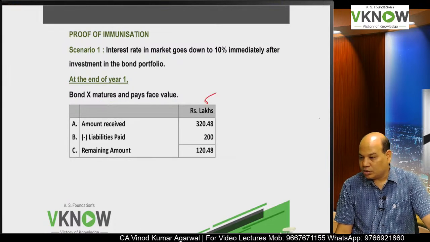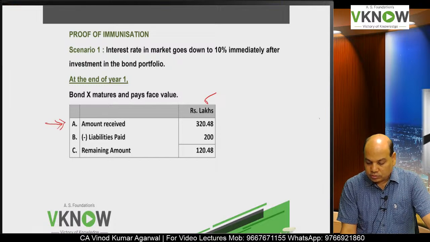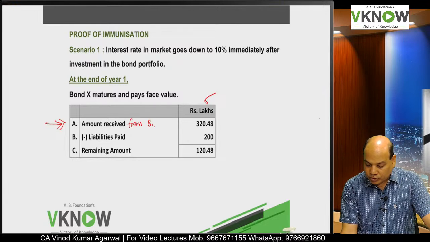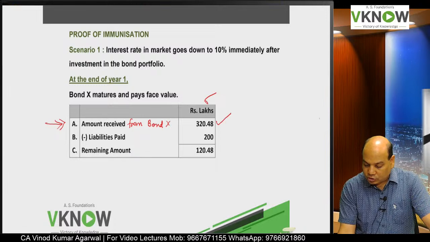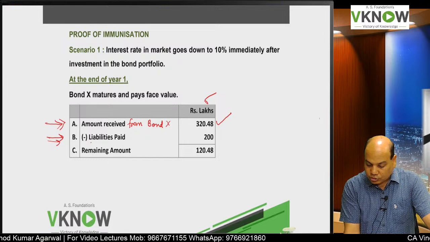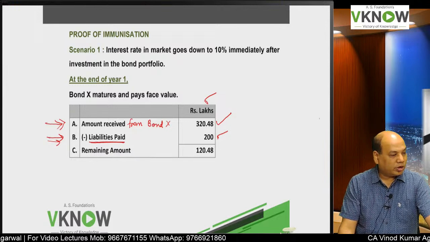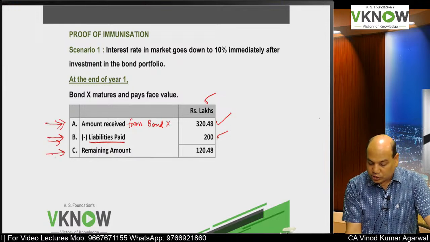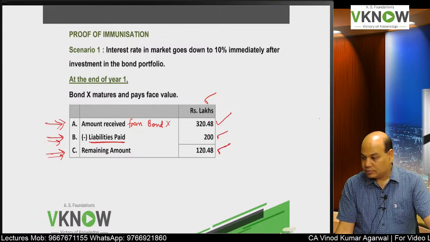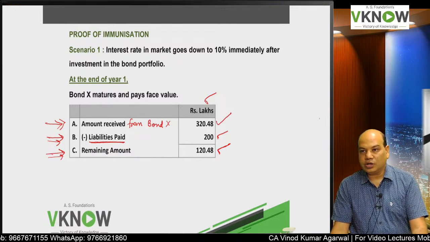So what happens at the end of year 1? You will receive the amount from bond X. Bond X will mature and you will receive 320.48. At the end of year 1, you have a liability of 200 lakh to be paid. So what is the cash flow remaining with you? The cash flow remaining with you will be 120.48 lakhs.